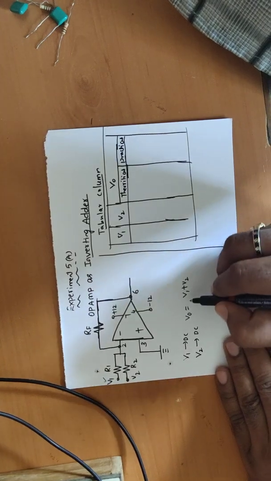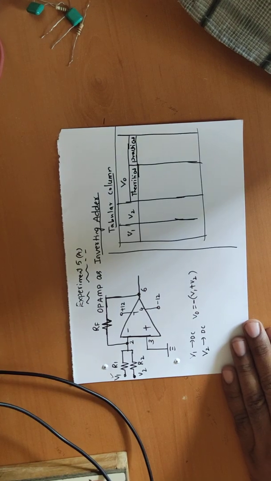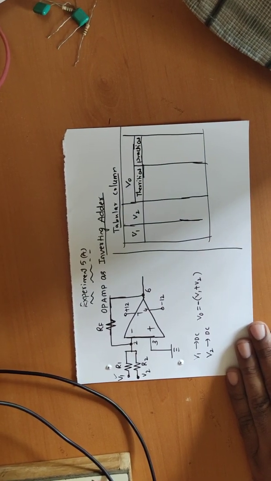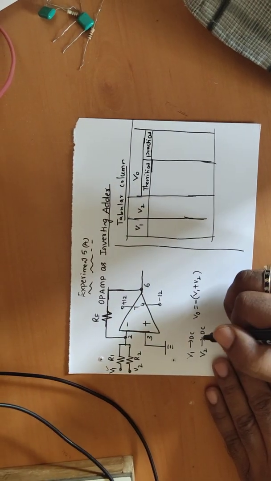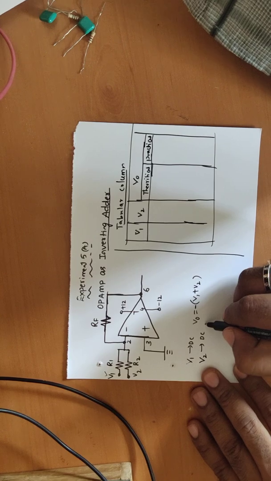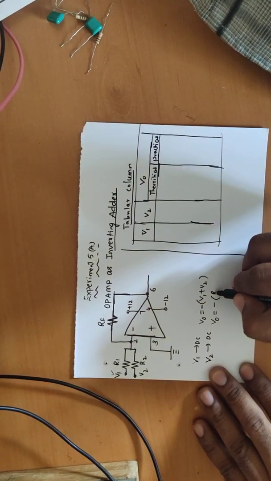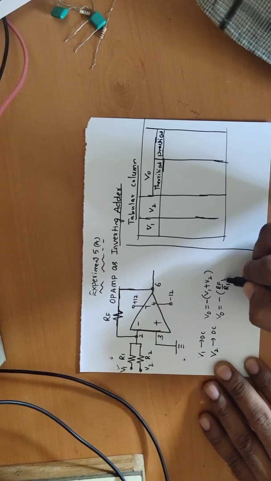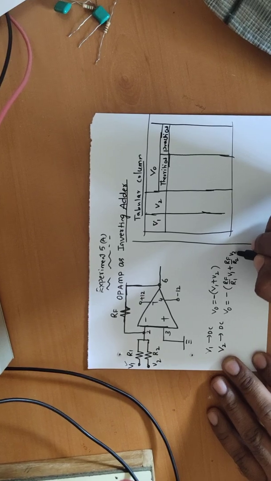And we are using op-amp as inverting adder. We are going to get one inversion sign as additional sign because we are applying the inputs to the inverting terminal. Now in the design of the inverting adder circuit, the ideal equation for the output voltage is Vout equal to minus Rf divided by R1 into V1 plus Rf divided by R2 into V2.